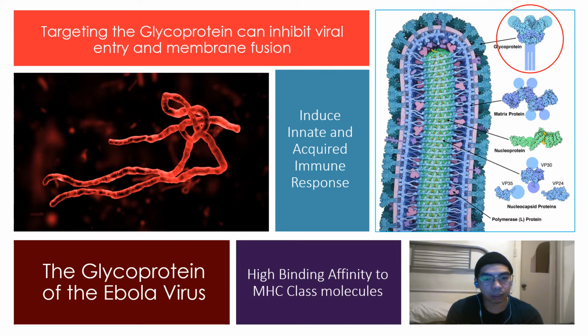Additionally, the Ebola virus also has a strong binding affinity to antigen presenting cells, which in turn leads to massive recruitment of other dendritic cells and macrophages. So targeting the glycoprotein can inhibit viral entry and membrane fusion, as well as induce the innate and acquired immune system because of its high binding affinity to MHC class molecules.